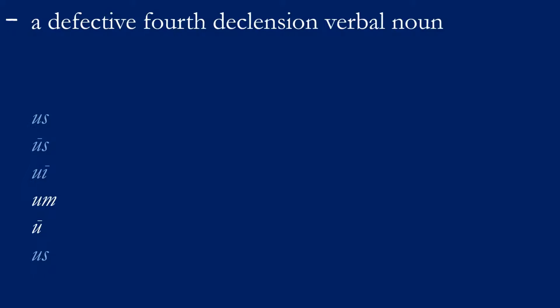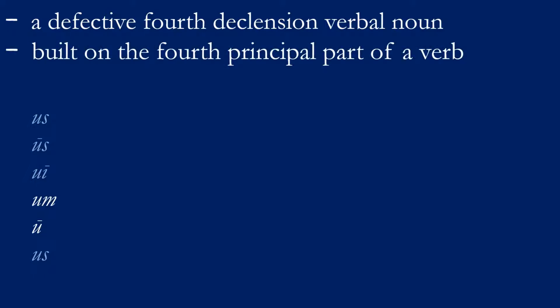If you've already been exposed to the fifth declension, you'll know all about this. Almost everything in the fifth declension is defective. The only forms that we do have are the accusative and the ablative. And the supine is built off of the 4th principal part of a verb. And it's translated like an infinitive, like to do. That's the most common type of infinitive. There are other ones, but that's what we're going to focus on here.